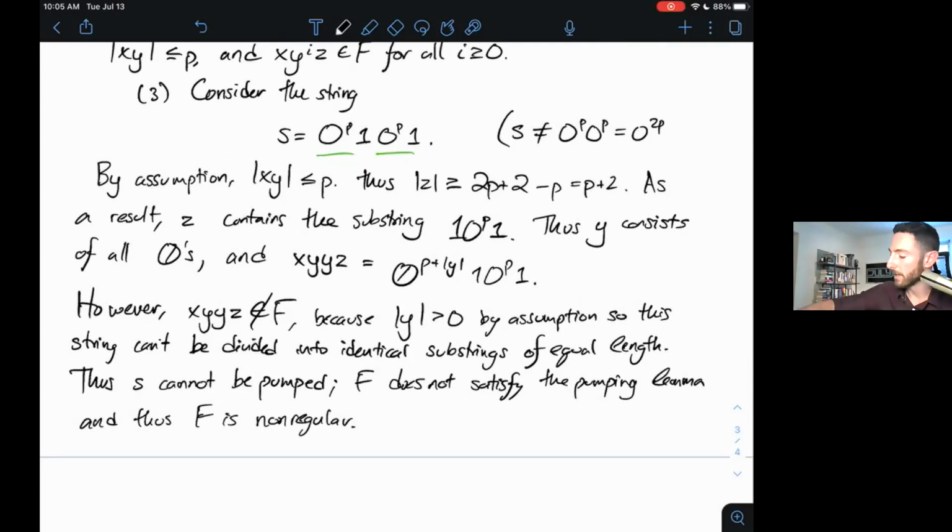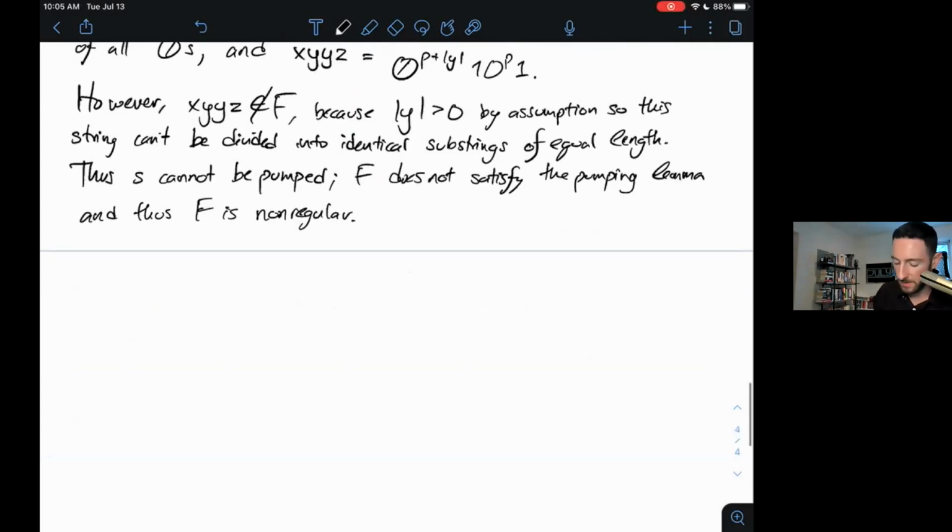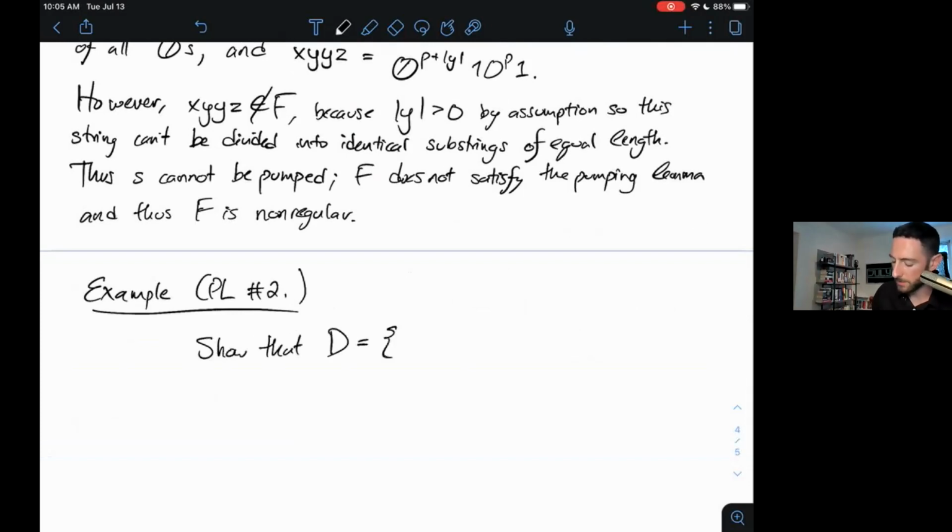Great. I'm going to do one more, just because it shows another creative way we can choose a substring S. Of course, if you're super confident with the pumping lemma at this point, feel free to fast forward 10 minutes. So here's another example of the pumping lemma. We'll show that the language D equals 1 to the n squared for some n greater than or equal to 0 is non-regular.